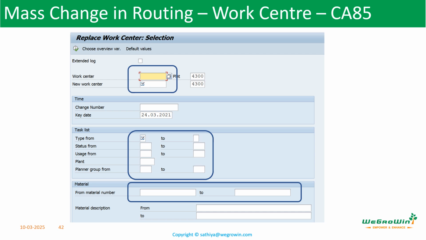And then we want to do some mass change in routing. For example, this work center to another work center I want to change. I want to select which kind of routings we need, or from one material to another material I want to select and change. Various options are there. Again, I'm not going to show that individually how to do these things. I am telling you this is the transaction which is available. I ask you to practice these things. Okay, so this is an example of how to do the mass change of work center in these routings.